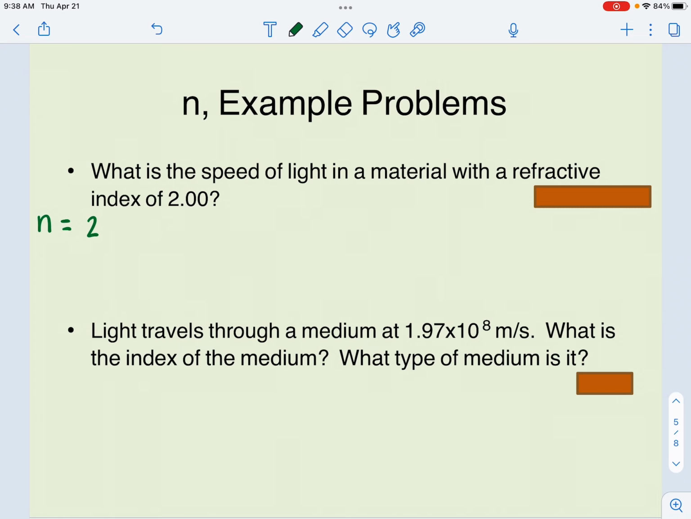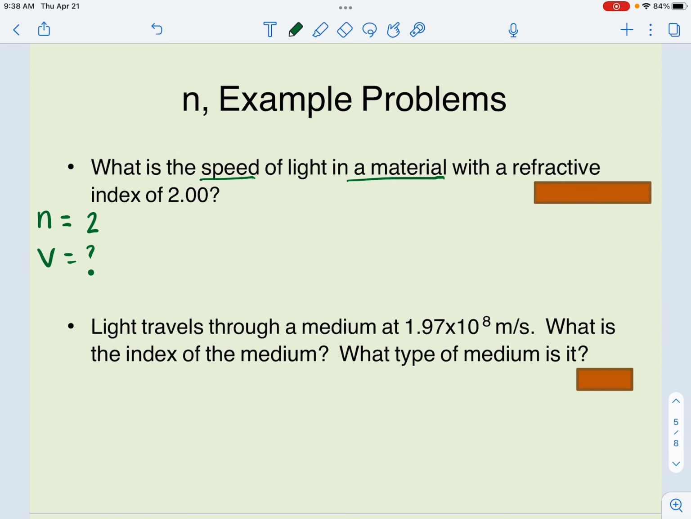Now, when it's asking you for the speed of light, you need to be very careful in understanding what the situation is. This is not asking me for the speed of light, as in c, which we would know is 3 times 10 to the 8th. Instead, it's asking for the speed of the light in a specific material. So they are actually asking me for the letter v, velocity, for the speed through a specific medium. We are going to need to use the c value of 3 times 10 to the 8th meters per second. And again, you can write that as 3.0 times 10 to the 8th if you'd prefer.